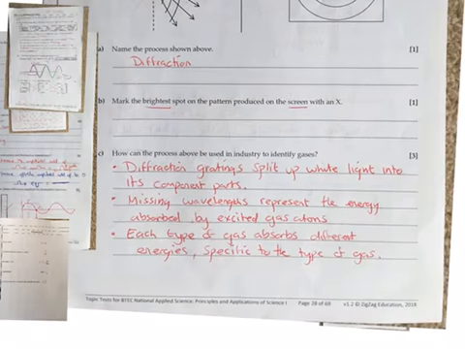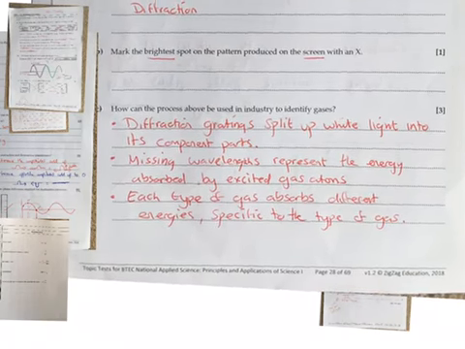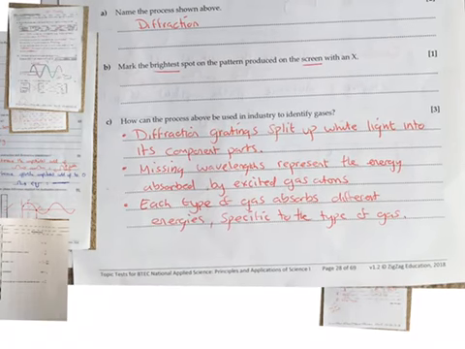How is it used in industry? To identify gases. So basically, diffraction gratings split up the white light into its component parts, like a prism would. You've got the missing wavelengths then.